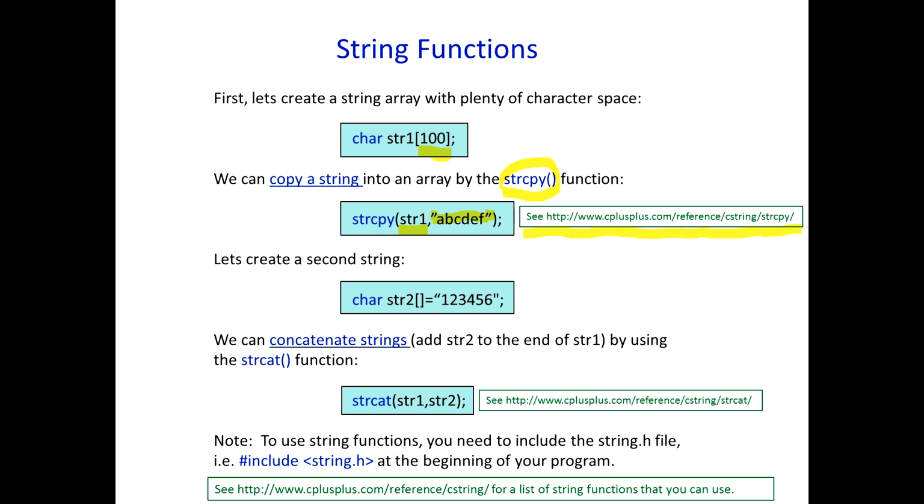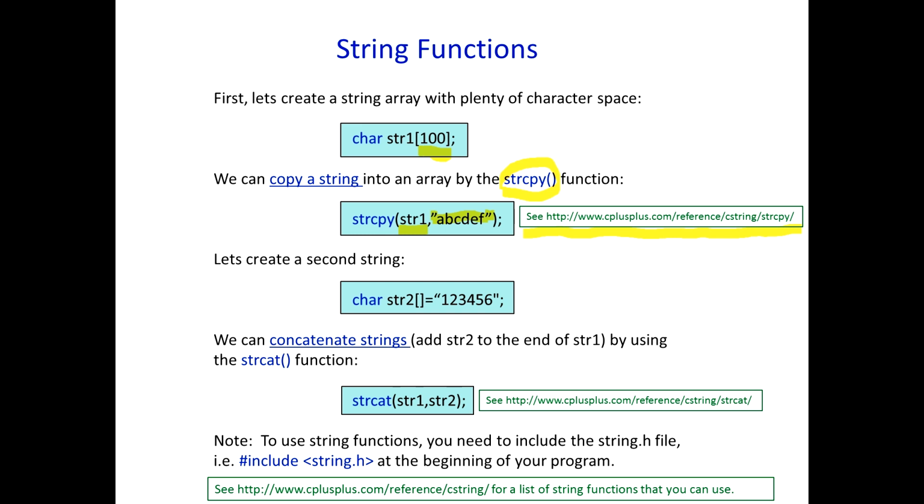Okay, so let's create a second string. Here we're going to do it slightly different. We're going to let the compiler count how many locations it needs. So we're going to give it the string 1, 2, 3, 4, 5, 6. It's actually going to reserve 7 locations because it will always put a null character at the end.